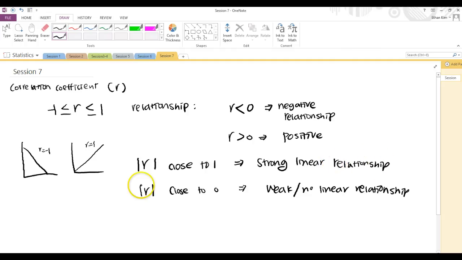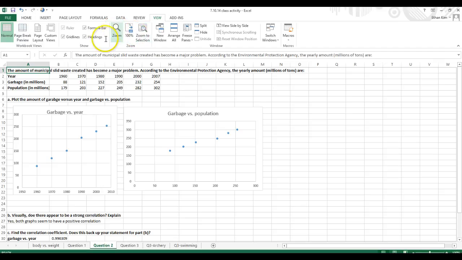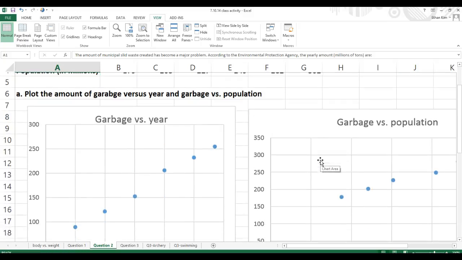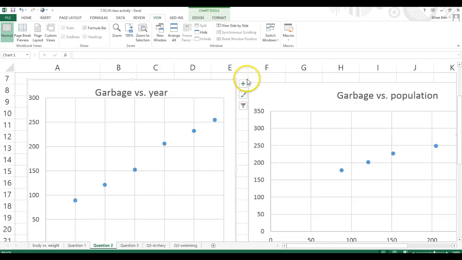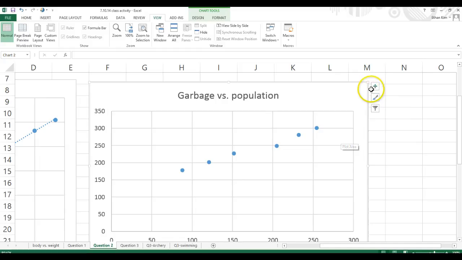Today we're going to talk about, oh yeah, before we do that, we forgot to go over questions 2 and 3. Let's quickly go over it. This table shows the amount of municipal solid waste created: the year, the garbage, and the population, all in millions. I did garbage versus year and garbage versus population, and we see that there is a very, very strong relationship from the scatter plot. If you draw the trend line, you see that this is pretty close.